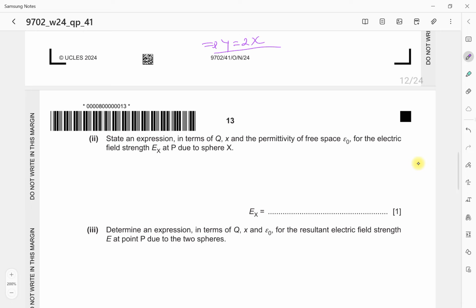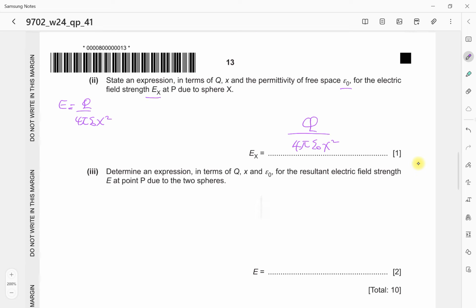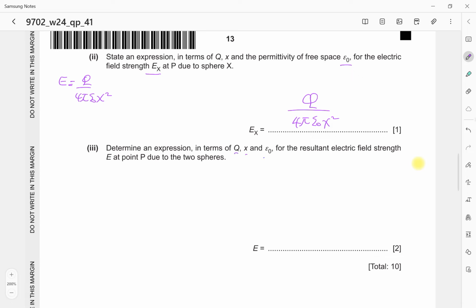State an expression in terms of q, x, and the permittivity of free space epsilon naught for the electric field strength Ex at a point P due to sphere X. Of course, we know that electric field strength is equal to Q divided by 4 pi epsilon naught r squared. Now this will be x squared, so that is very simple. So Q over 4 pi epsilon naught x squared. Determine an expression in terms of Q, x, and epsilon naught for the resultant electric field strength E at point P due to the two spheres. Resultant electric field strength.